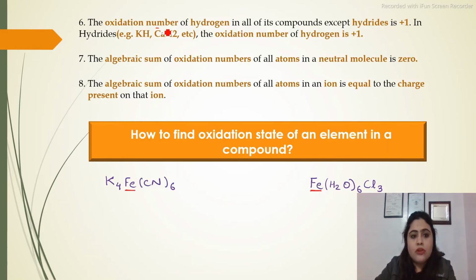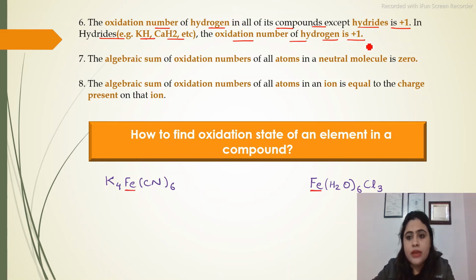The oxidation number of hydrogen in all of its compounds except the hydrides is +1. In hydrides, KH and CaH2, the oxidation number of hydrogen is... So in all the compounds, the oxidation number of hydrogen in all of its compounds except the hydrides, leaving the hydrides, like HCl, HBr, in all these compounds, the oxidation state of hydrogen is +1.